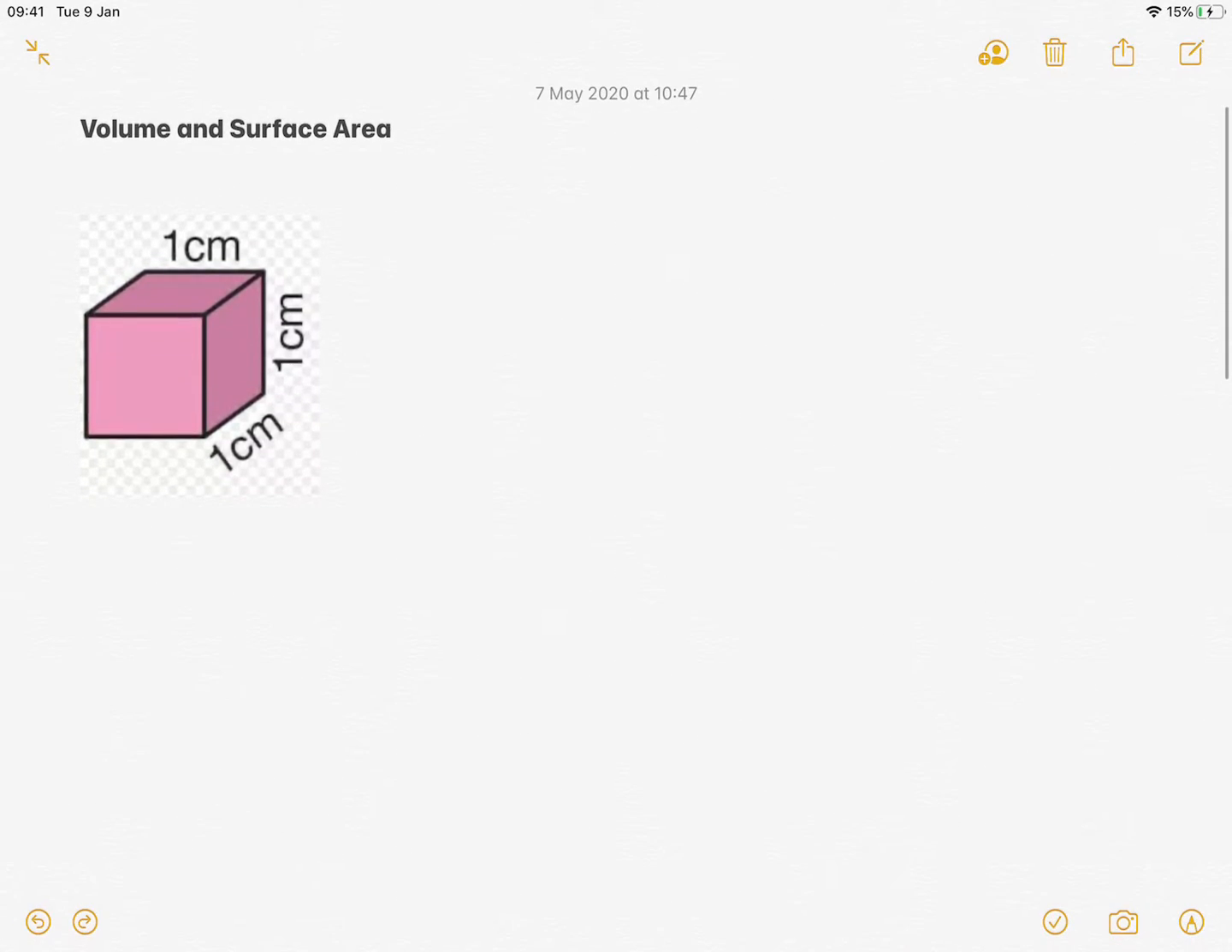Well, let's take this cube. And remember in class I had lots of multi-link cubes, and I was getting you to build shapes, and we can imagine one of those multi-link cubes as a 1 centimeter cube. So remember volume, we're asking how many of these 1 centimeter cubes can we fit into our shape. So in this case it is a 1 centimeter cube, so my volume of this would be 1.